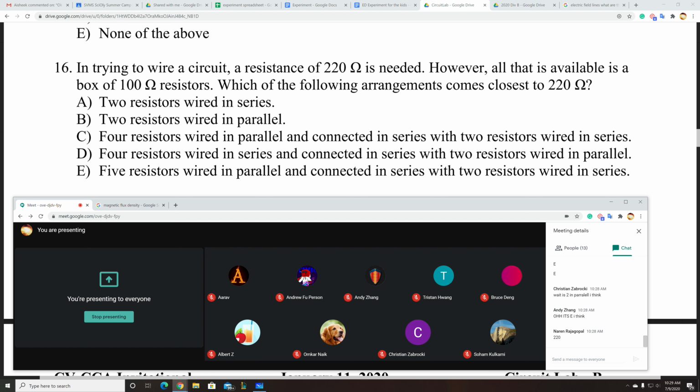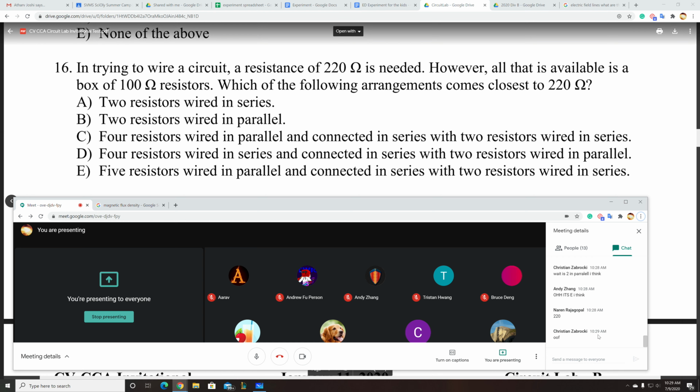So in this case, it's just 5 over 100 is equal to 1 over 20, which is why when you take the reciprocal of that, you get 20 ohms. And that's where the remainder 20 ohms comes from. That's why you need 5 of those resistors in parallel and only 2 of them in series. Do you guys get it now?